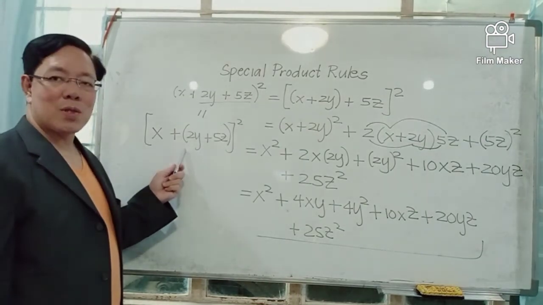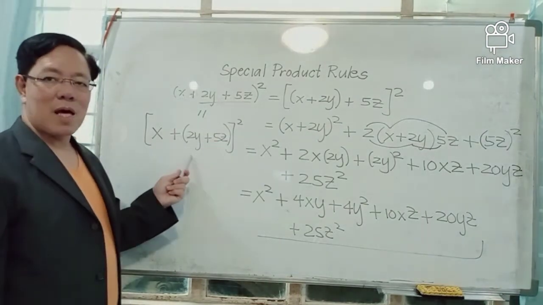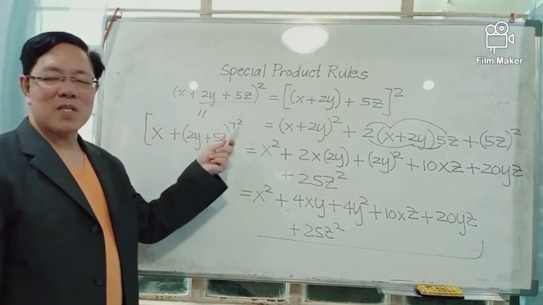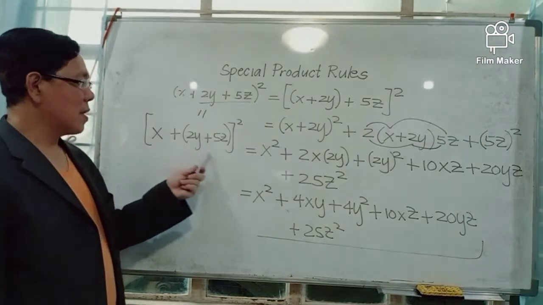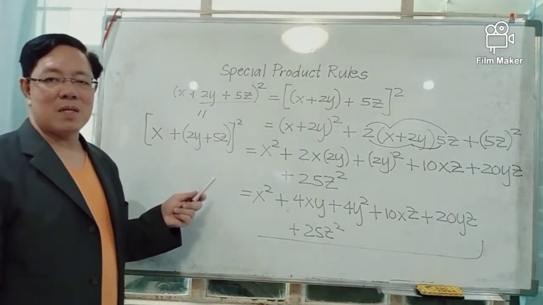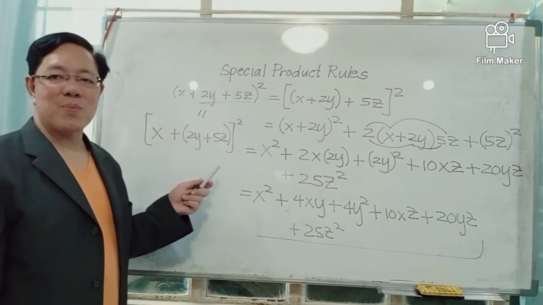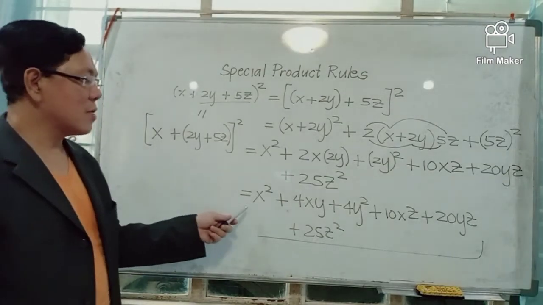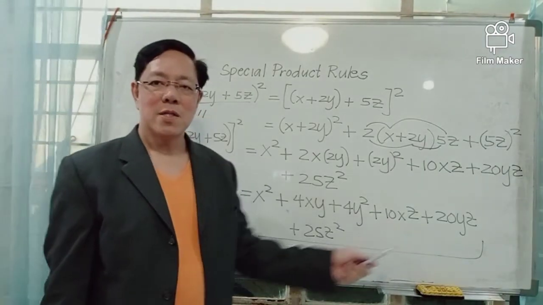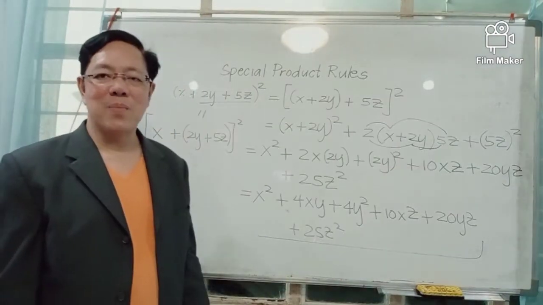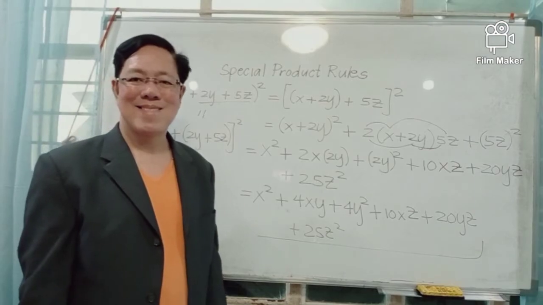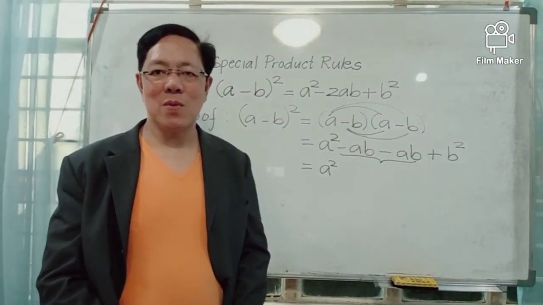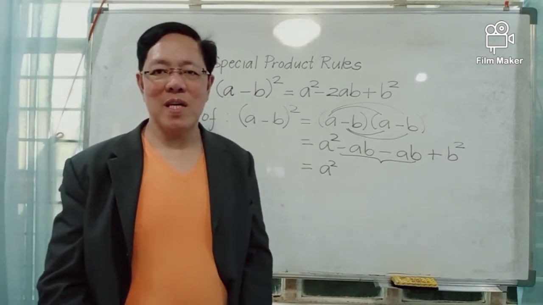And you may want to try to expand this, apply the second special product rule to this, and apply again the second special product rule to the binomial 2y plus 5z, and you should get the same terms and the same number of terms. We now take the third special product rule for the square of a difference.